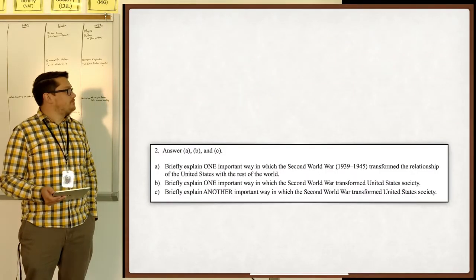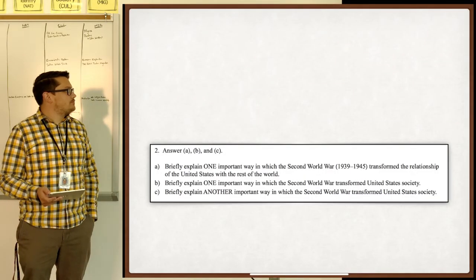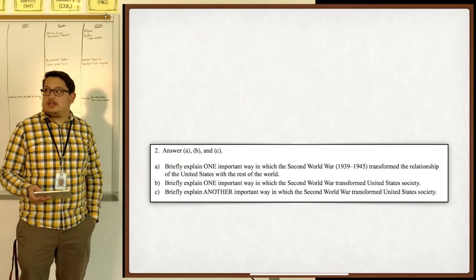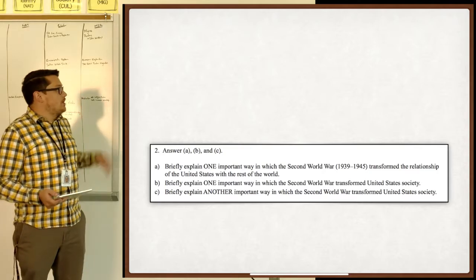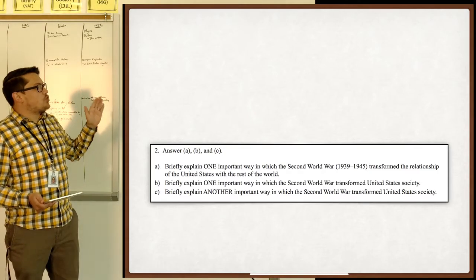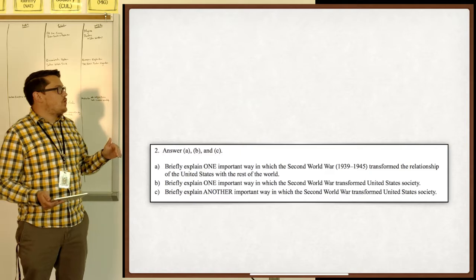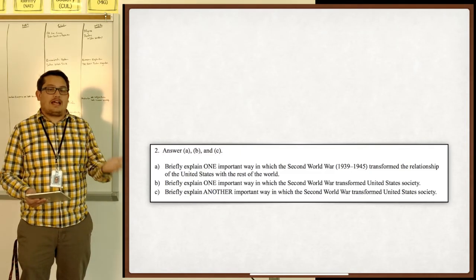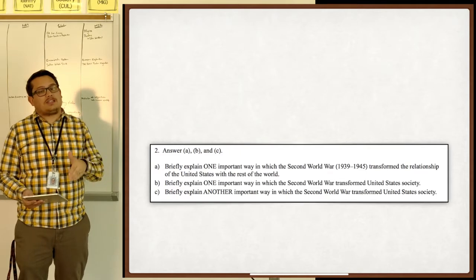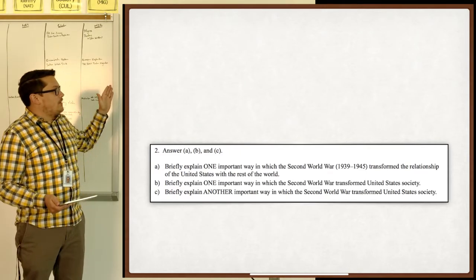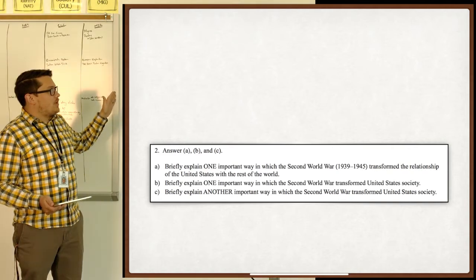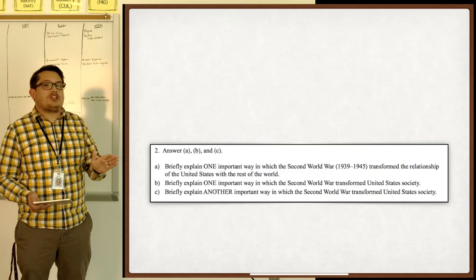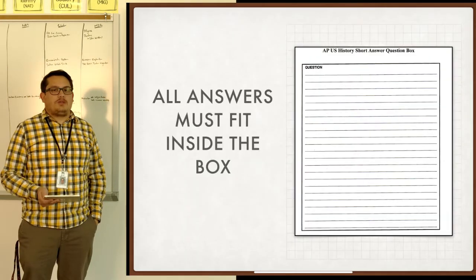Here's another one. What I'm hoping you guessed is cause and effect, because that is the correct answer to this. One important way in which the Second World War transformed the relationship of the US with the rest of the world. In cause and effect, they're typically going to give you the cause and ask for the effect, or give you the effect and ask for the cause. In this case, they are giving you the cause of the Second World War, and they're asking what the effect, how is this transformation being shown? And this is where we get to a unique part.